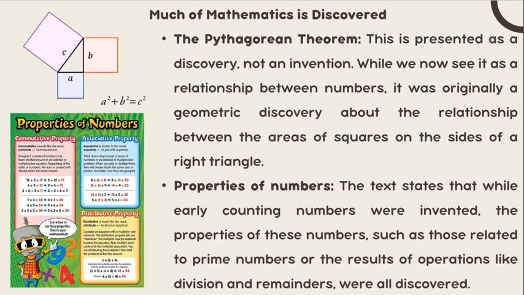You have encountered this in high school. Simply put, the theorem says that given a right triangle with legs A and B and the hypotenuse C, as in the picture, the legs are A and B, and this is the hypotenuse, the longest side of the right triangle. In equation form, the sum of A squared and B squared is equal to C squared.